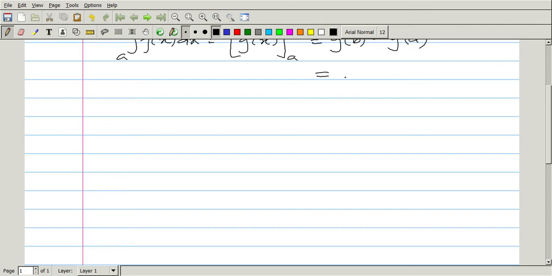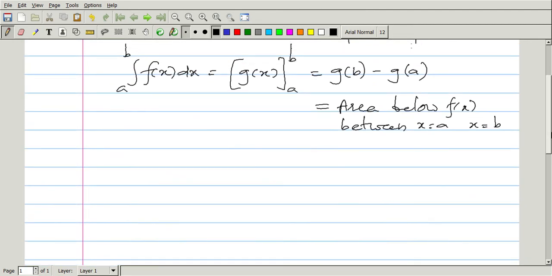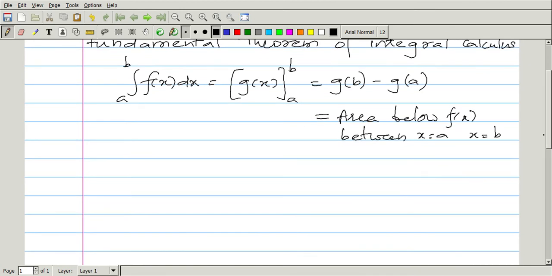This g of b minus g of a is what they call the area below the curve f of x between x is equal to a and x is equal to b. What we'll try to prove is that this integral represents the area function. That's the moral of the story.